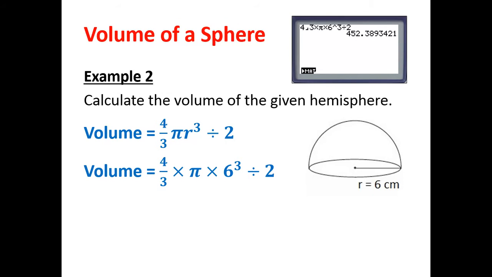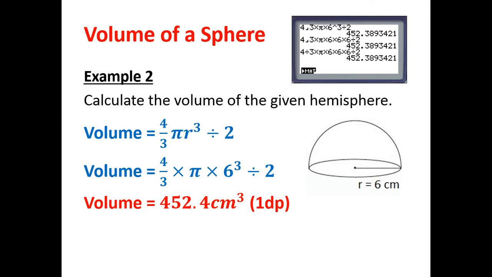Grab my calculator. 4 over 3 times pi times 6 to the power of 3, all divided by 2, gives 452.3893421. Again, I could have gone 4/3 times pi times 6 times 6 times 6 divided by 2. Or if I don't have a fraction button, I could have gone 4 divided 3 times pi times 6 times 6 times 6, and then divided it all by 2 to get half. I'm going to round my answer sensibly to 452.4 centimeters cubed, to one decimal place.